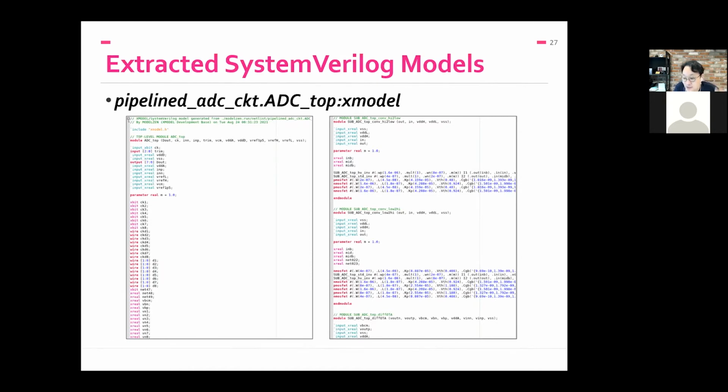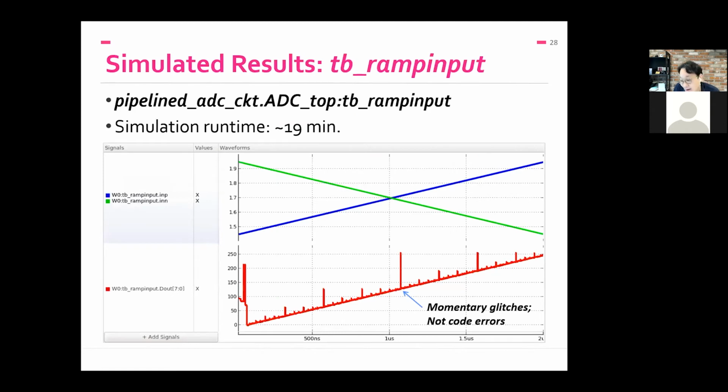So 20 minutes, it's not as fast as you want. In fact, the same simulation takes about 50 minutes in SPICE, fast SPICE. That's a 2.5x speedup, which is good, but not as fast as you want.